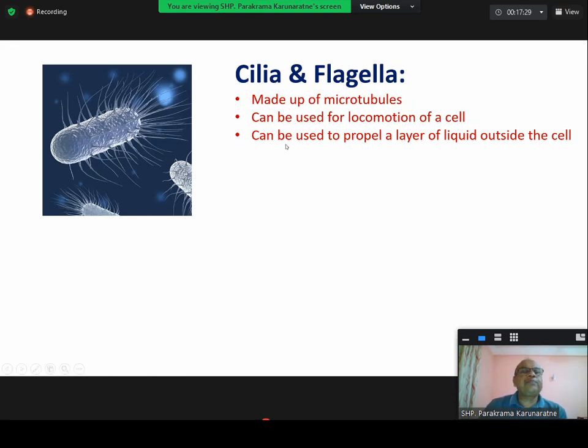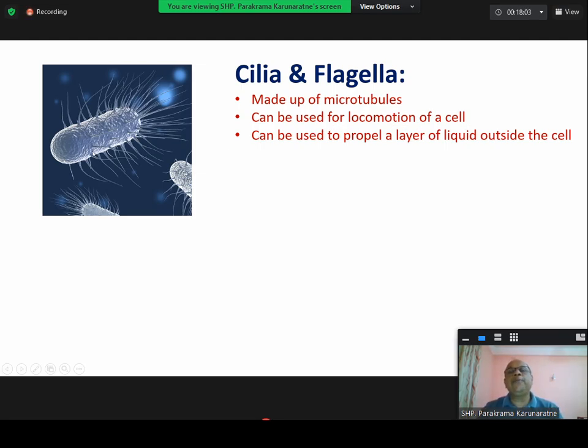Cilia are the things you can see here. This cell has a lot of these fibre-like things coming out. They are cilia or flagella, right? If they are very long, you call it a flagella. If they are small, then we call them cilia. They are also made up of microtubules. Microtubules, you remember, you saw in the centrioles, and can be used for locomotion of a cell.